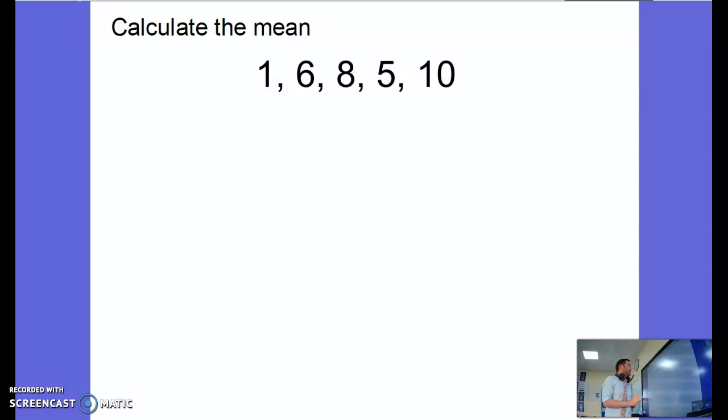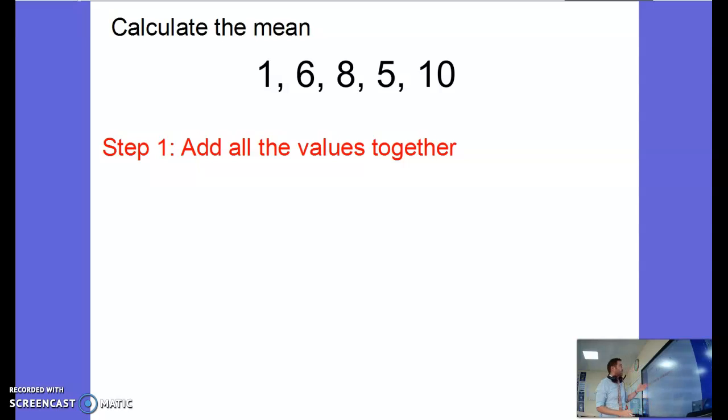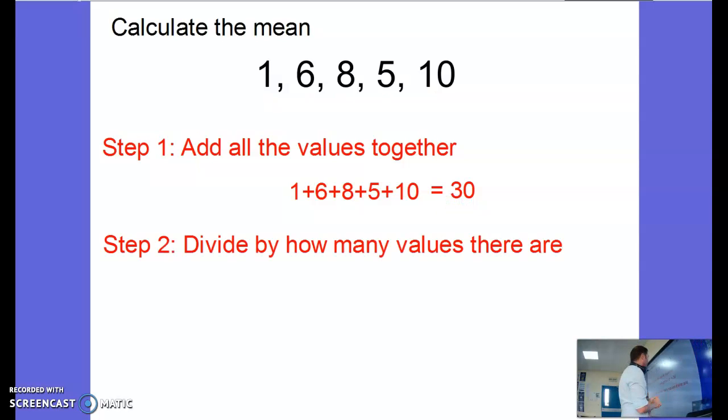So, here's a set of data: 1, 6, 8, 5, and 10. Step 1, we're going to add all those values together. So we do 1 plus 6 plus 8 plus 5 plus 10, and that gives me 30. Then I'm going to divide by how many values there are. Well, in this case, we've got 1, 2, 3, 4, 5 numbers there, so I'm going to divide by 5. Okay, so step 1, add everything together, press equals, and then divide by how many there are. So we get 30 divided by 5, and the answer here is 6.